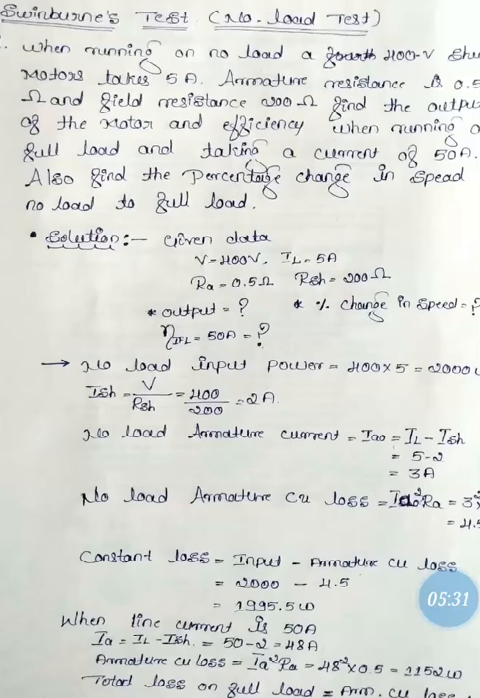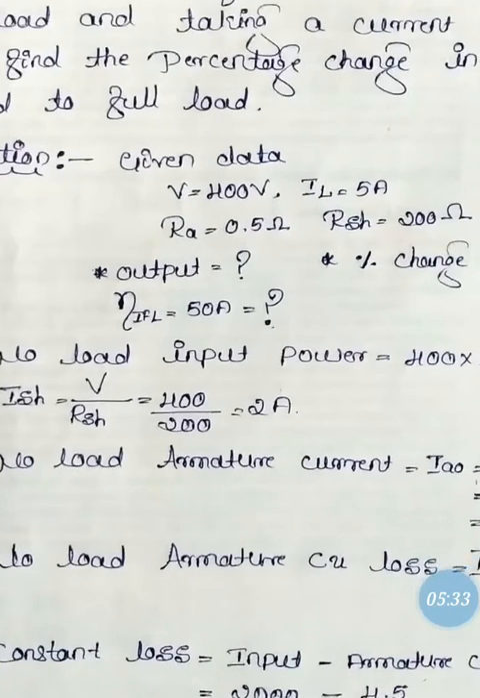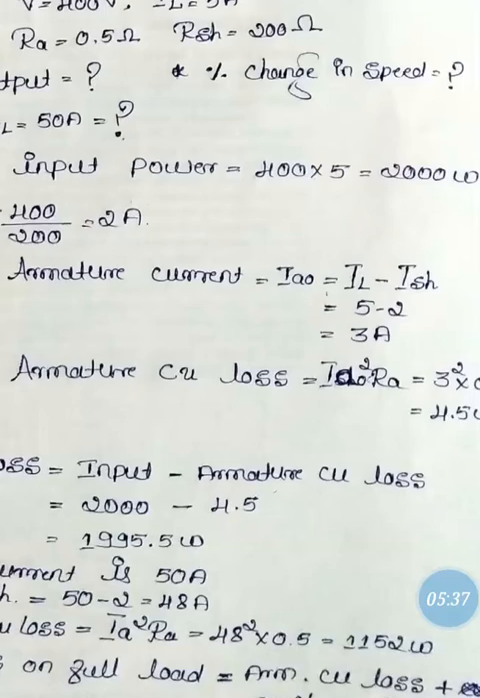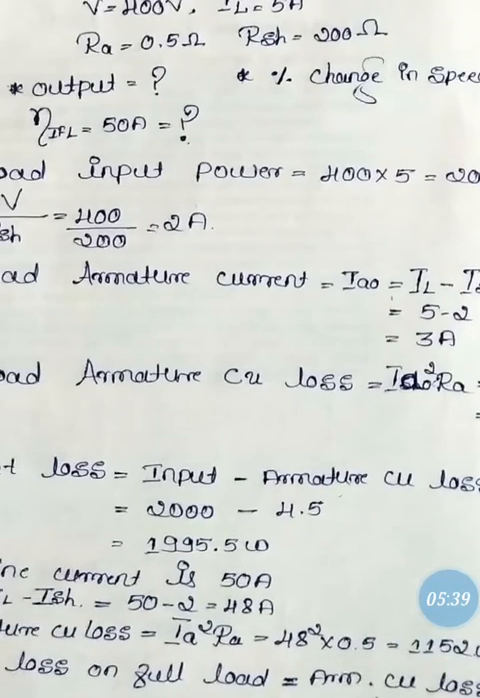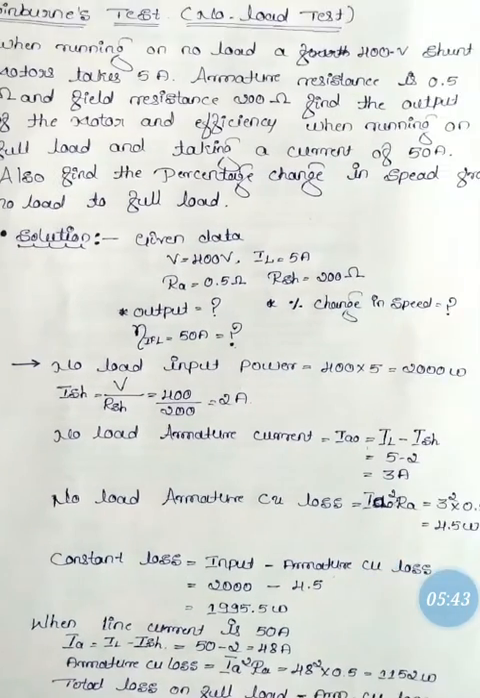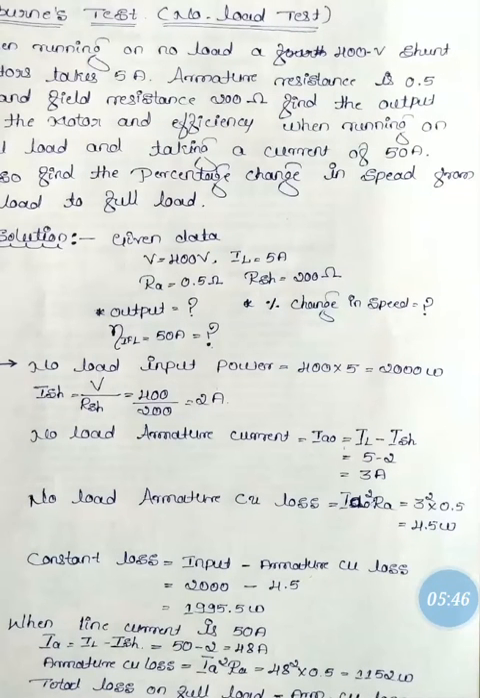Then armature copper loss is given as Ia squared into Ra. That is 48 squared into 0.5, and we get 1152 watt. Then the total loss on full load of the motor can be calculated as the sum of the armature copper loss and constant loss.